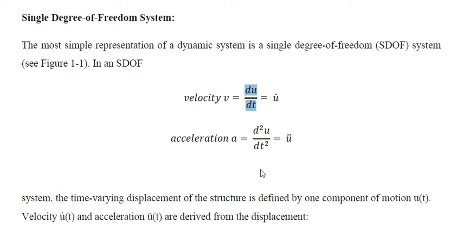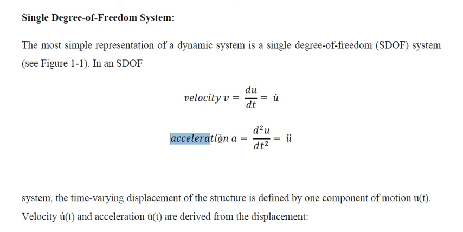The notation for velocity is v. The notation for displacement is u or q. This velocity v is given as the derivative of displacement, or differentiation of displacement. It is du by dt, or it is represented as u dot. U dot means first derivative of displacement.